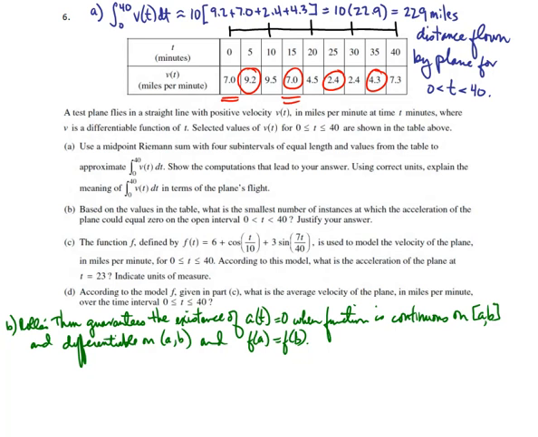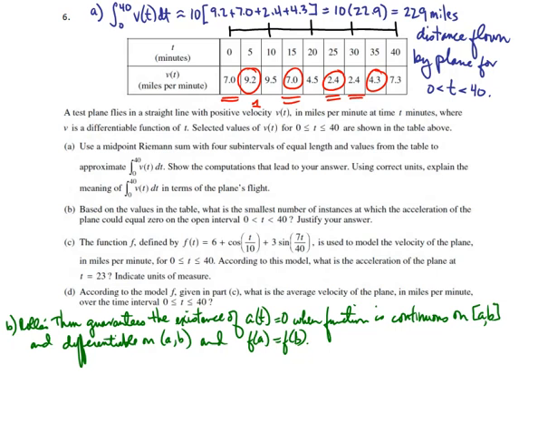Since the function is continuous and differentiable and v of 0 is equal to v of 15 and both are 7, then there must be some point in that interval where the acceleration is 0. So that's one point where the acceleration has to be 0. Next, we have the interval between 25 and 30, which both have velocities at 2.4, and since the function is continuous and differentiable on that interval, there also must be some point between 25 and 30 where the acceleration is 0.